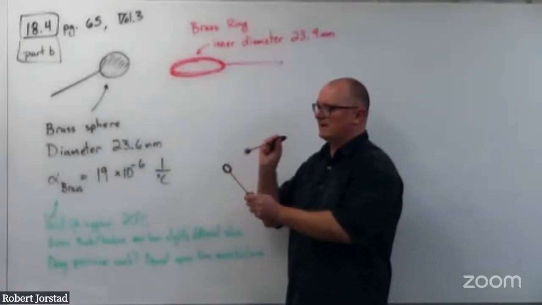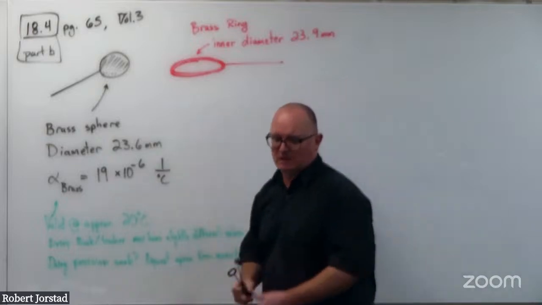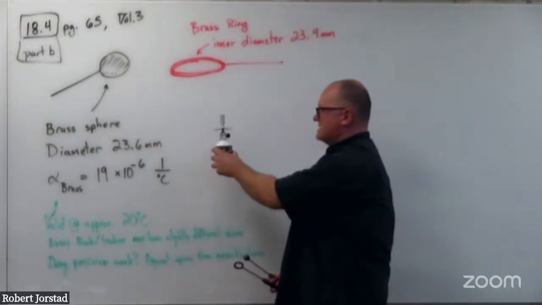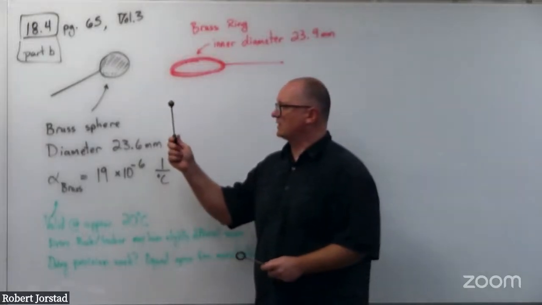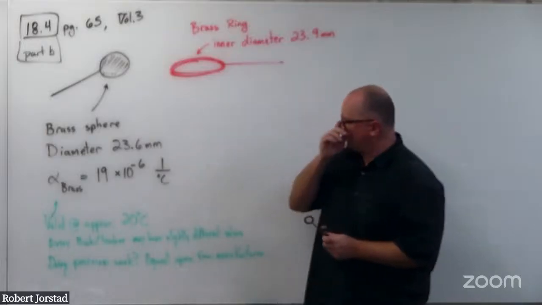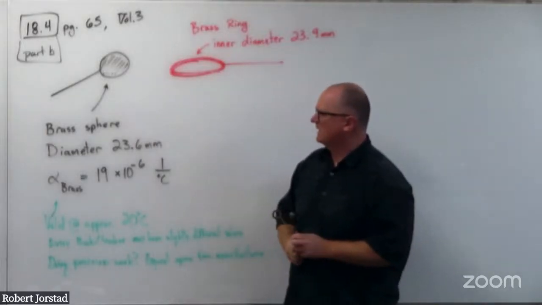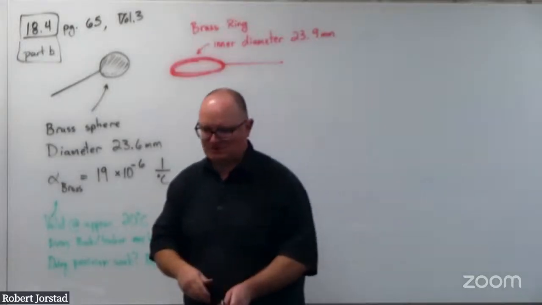All right, so now here's the question. The sphere can fit right through there, but I'm going to take this and heat it up with a blowtorch here in a minute. I'm going to see at what temperature this will no longer fit. So I'm going to heat up the sphere until it no longer fits through the hole. So what temperature should I use?